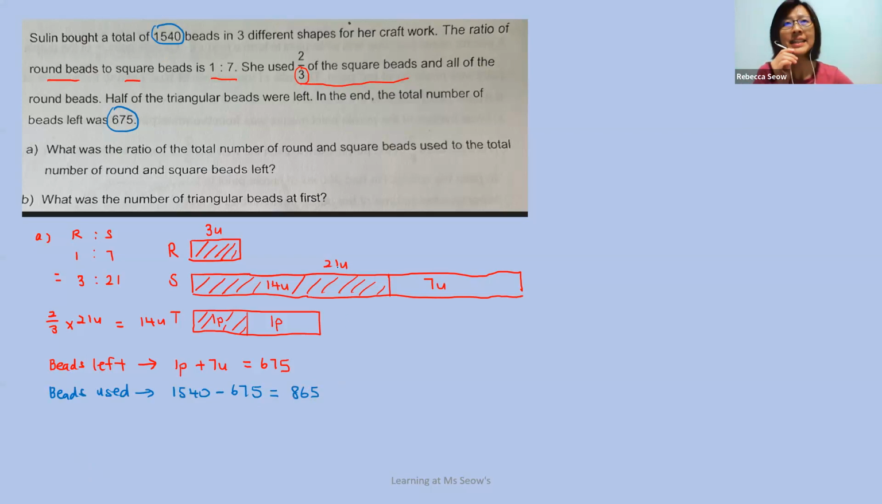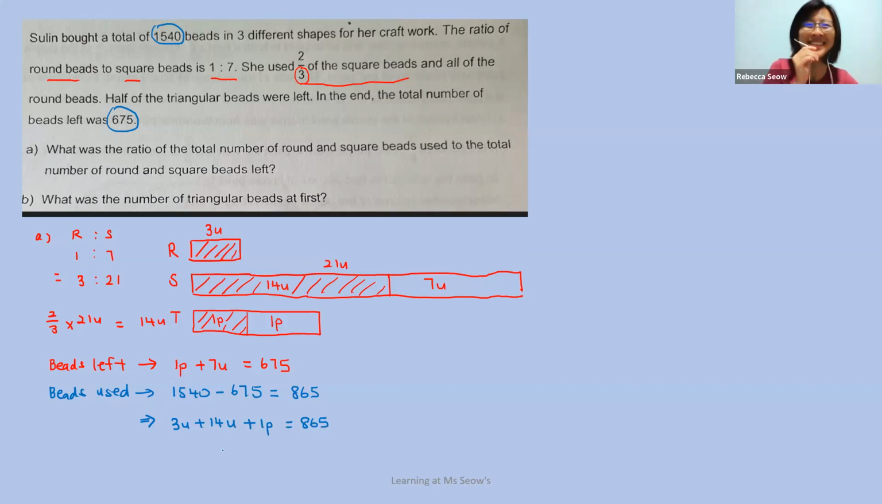Now let's see. In terms of the beads used, let's refer back to the diagram. Under R, we have 3 units. This implies that 3 units of the round ones were used, 14 units of the square ones were used, and 1 part of the triangular ones were used, and that adds up to be 865. Okay, great.